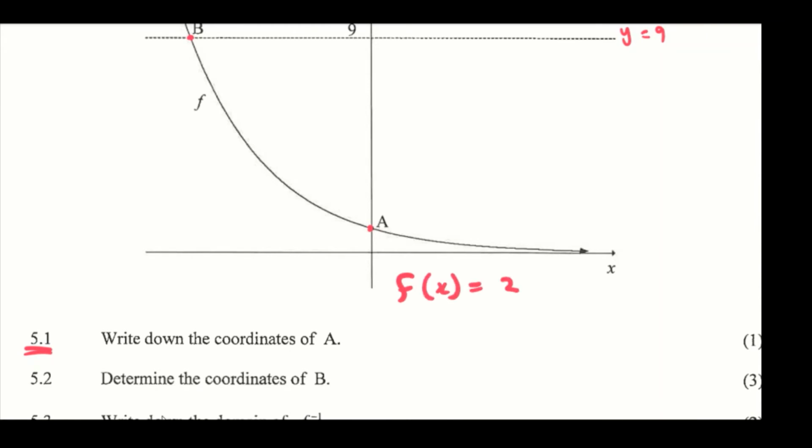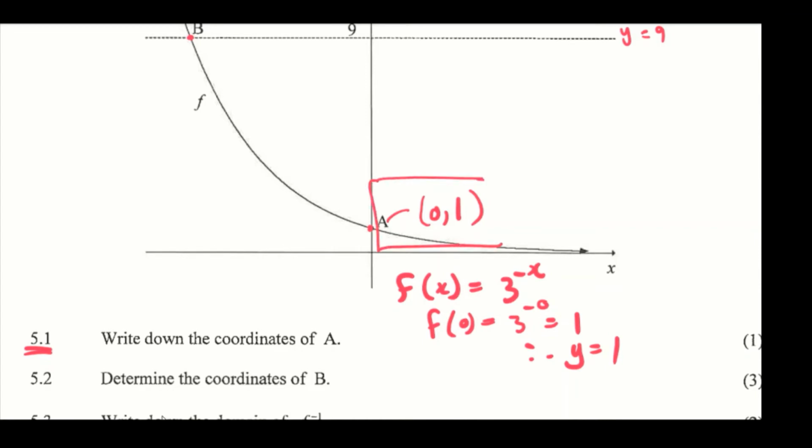So it's going to be f of x equals 3 to the power of minus x, right? And what we know is that at this point A, x is equal to 0, but we don't know the value of y, right? So for us to find the value of y, you can simply say f of 0 is equal to 3 to the power of minus 0. Anything to the power of 0 is 1, so it's going to be equal to 1. So now we know that y is equal to 1. So where there's y, you put 1. So that is the coordinate of A, which is 0 and 1.